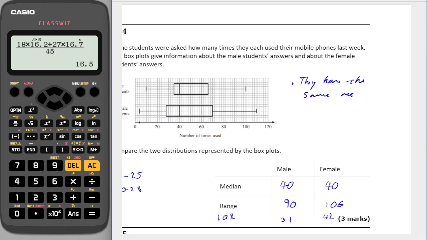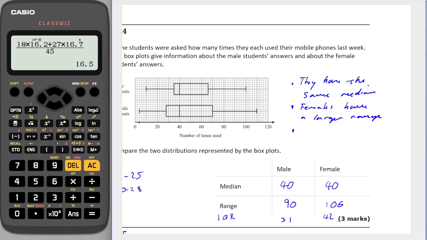Sorry, not mean, median. And then your other two statements: females have a larger range. Have I spelled females right? Females have a larger range.